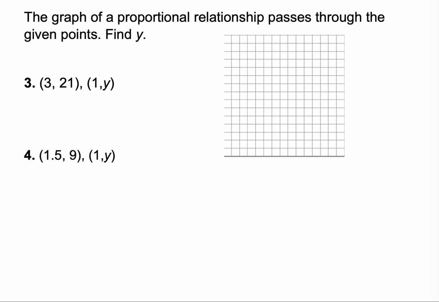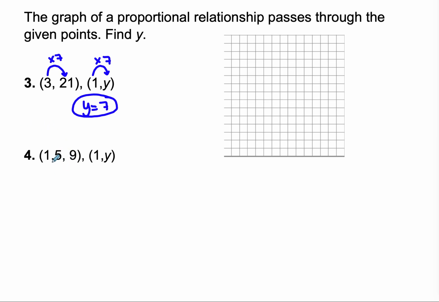All right, so let's go ahead and check 3 and 4. For number 3, I'm just going to use that multiplication pattern here. I know 3 times 7 equals 21. So now I'm going to do 1 times 7, and that's going to equal y. So y equals 7. I chose not to graph that one because 21 is kind of a big number. It would take me a little while to get up there. So I certainly could, but I'm not going to.